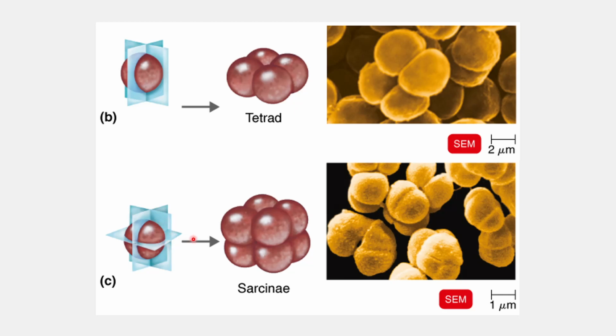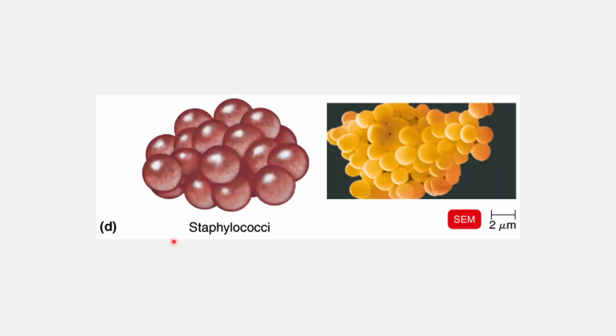The final arrangement that's possible for cocci bacteria is the staphylococci arrangement. And the staphylococci arrangement doesn't have a defined plane of division. So, in other words, the bacteria divide repeatedly in any old direction and remain clustered together, kind of like a bunch of grapes.